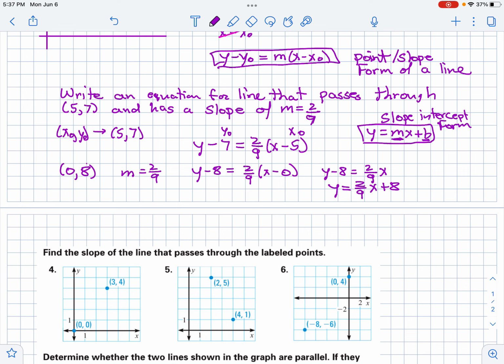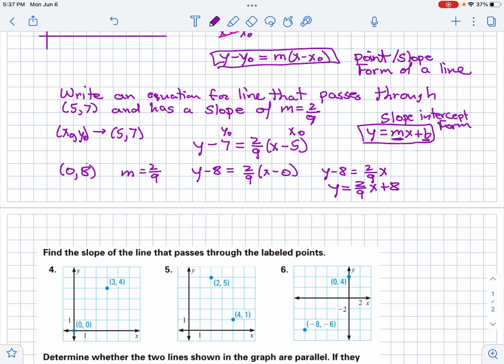Now, if you look at your assignment here, you have finding the slope just using the formula, determine whether two lines shown in the graph are parallel. Well, they're parallel if they have the same slope. And then on this, you're just going to be using y equals mx plus b. So write an equation of the line. If you have the y-intercept, well, that's 2. So the b would be 2, and the slope would be 3. So y equals 3x plus 2.